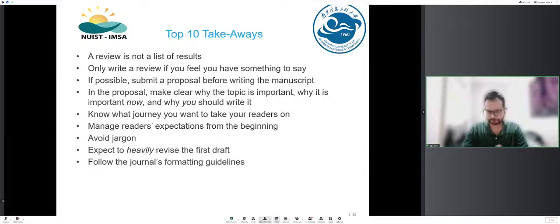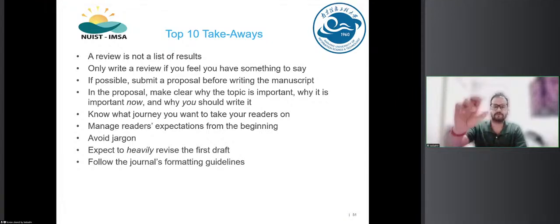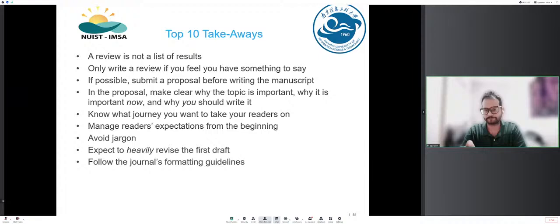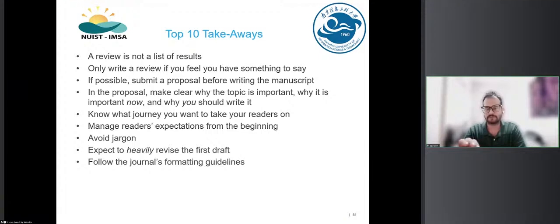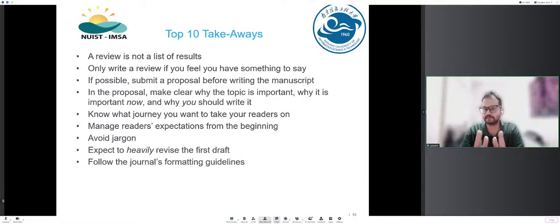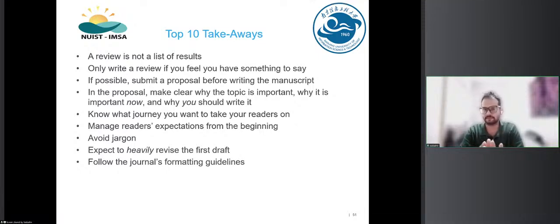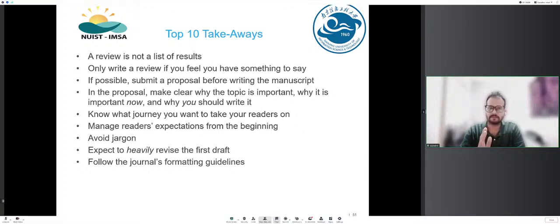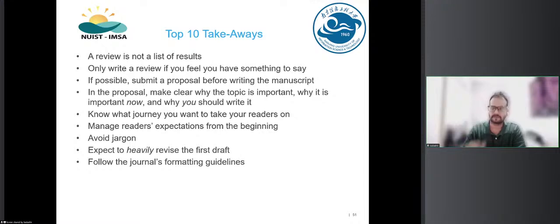For example, if they have mentioned that you should follow this particular guideline, that is of topic, abstract, highlights, introduction, methodology, results, discussion, conclusion, reference, referencing style, you should exactly follow it 100%. There should be nothing less than the suggested guideline.